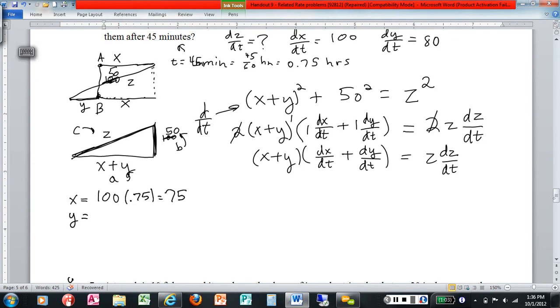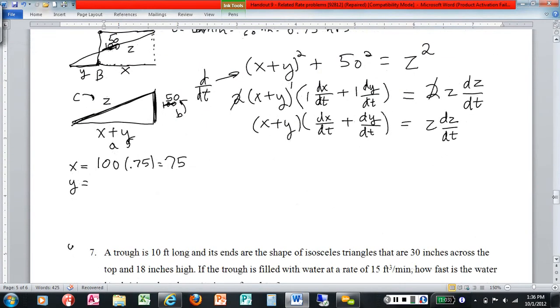Yeah, 80. And it's traveling also 0.75 hours. So 80, is that 60? 80 times 0.75? All right, so x, we've got 75, plus y, we got 60, times dx dt, well, that's how fast x is traveling, that's 100. dy dt, that's how fast the y one's traveling, that's 80.